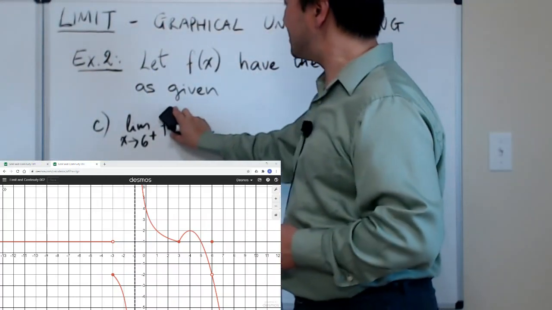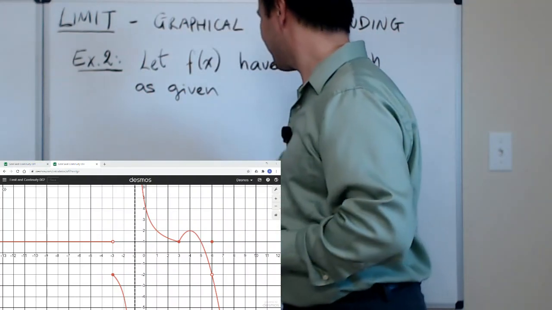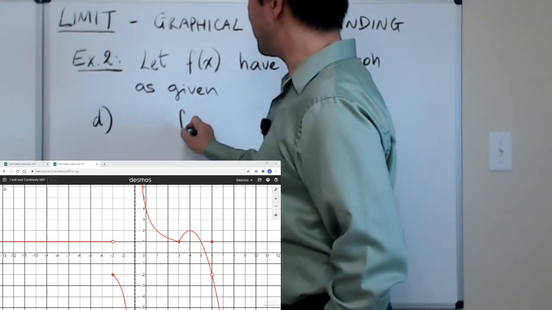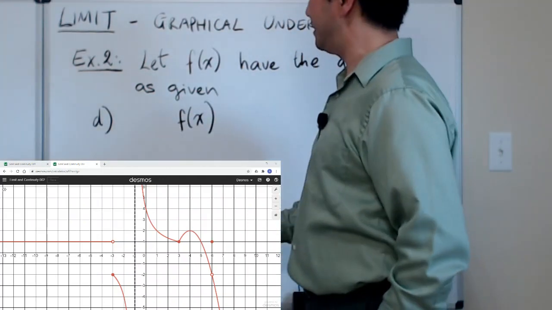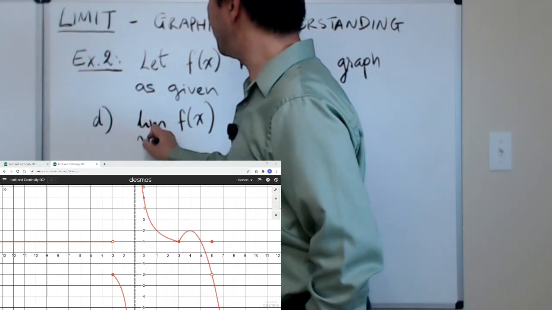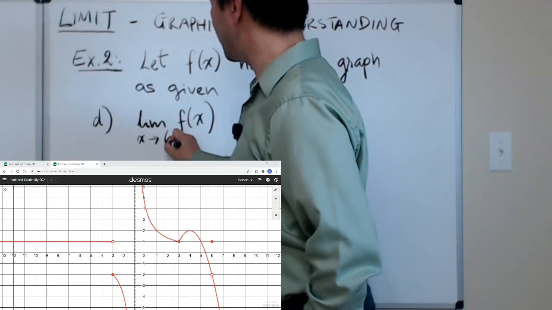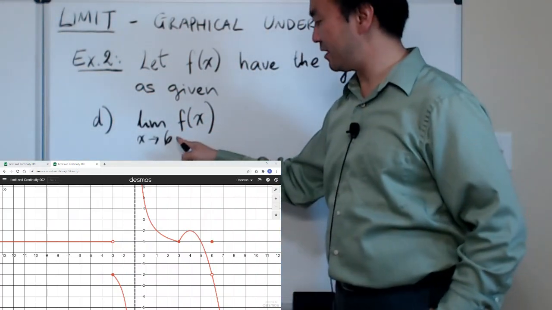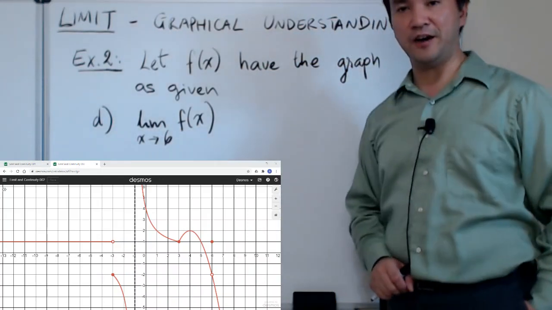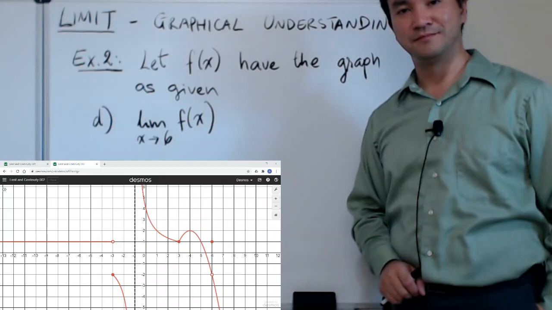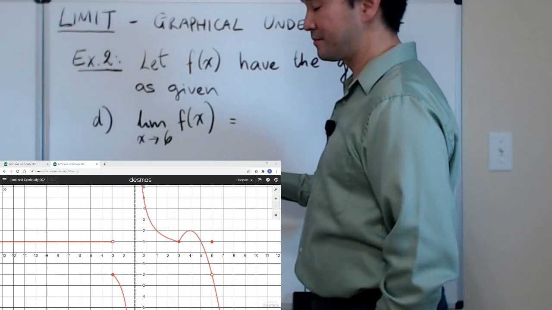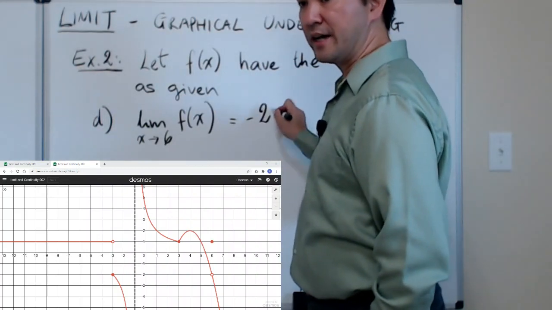Let's keep going further. How about question D? Same function, f of x. Let's find the limit when x comes close to 6. Notice, no special superscript indication. Go ahead and find your own answer. And now my answer is -2.